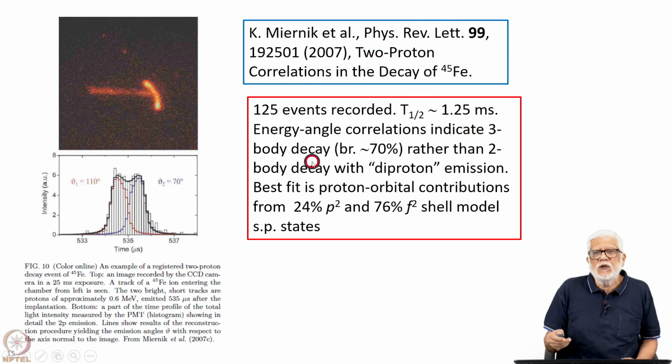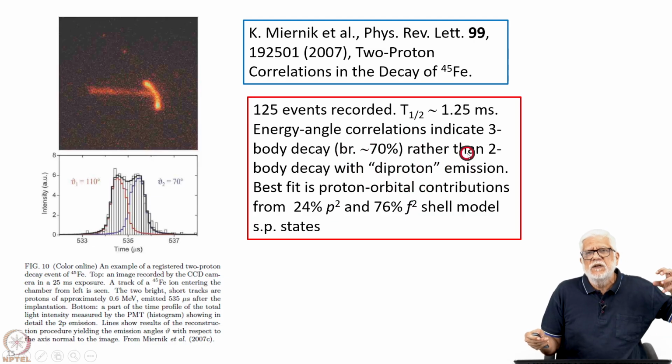From the energy angle correlations, this showed that this was actually a 3-body decay and not a 2-body decay which involves the diproton, which was a prediction of Goldansky way back in the, I think, 60s or something like that. So, by 3-body I mean the initial 45 iron nucleus decays to a nucleus which is 43A and Z equal to 24, but it also has 2 protons in the outgoing channel. So, that is 3 bodies.